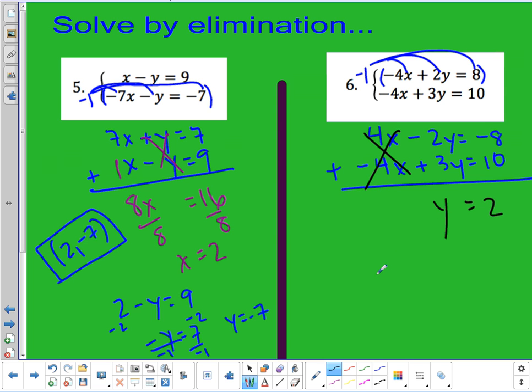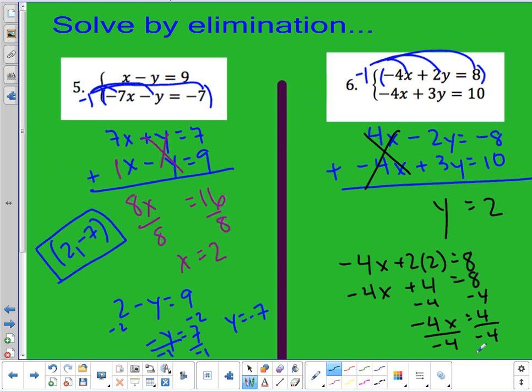Now let's go back and find the x term. So I have negative 4x plus 2 times 2 is equal to 8. Notice that I'm using the original top equation, or I could have used the original bottom equation, or I could have even used the changed equation up here. It does not matter. So negative 4x plus 4 equals 8. Subtract the 4. Negative 4x equals 4, and divide by negative 4, and I get x equals negative 1. So when I write out the solution here, I have negative 1 comma 2.